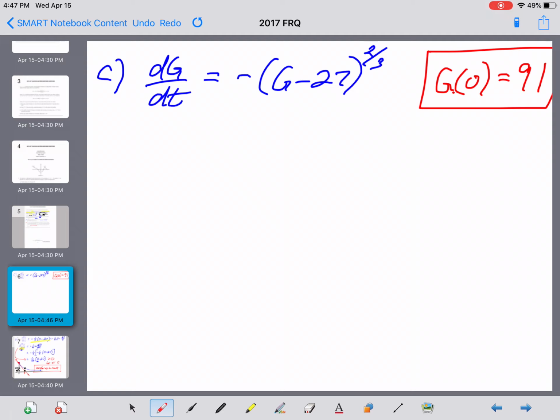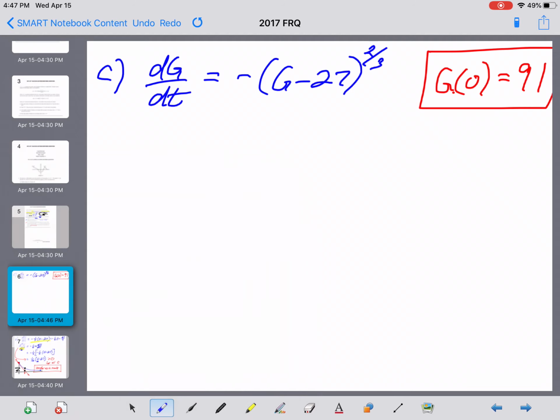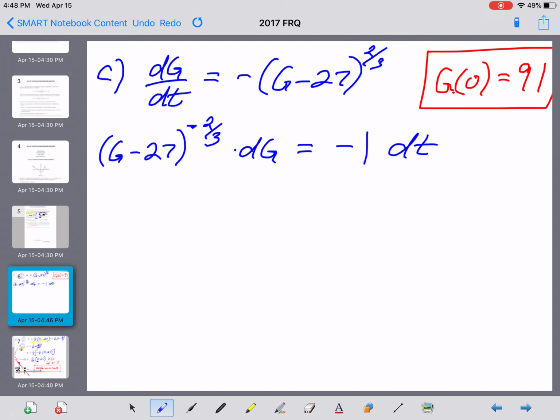So in that case, I'm going to treat this like a normal initial value problem. First thing we're going to do is separate our variables. I'd take this quantity of (g minus 27) to the 2/3 and bring it to the other side. You would divide both sides by (g minus 27) to the 2/3, or we could rewrite that as (g minus 27) to the negative 2/3 power. That's going to get multiplied now by the dg. That is equal to, the negative stayed put, I didn't move that at all, so that's going to be a negative 1, and then we're going to put a dt there on the right.